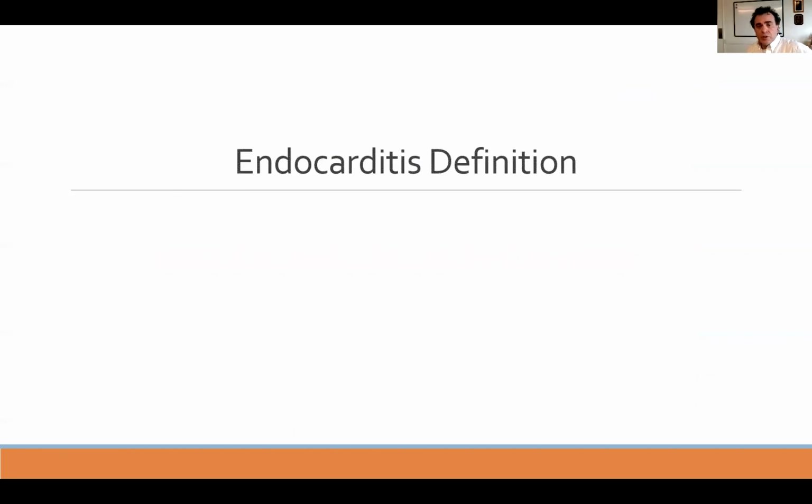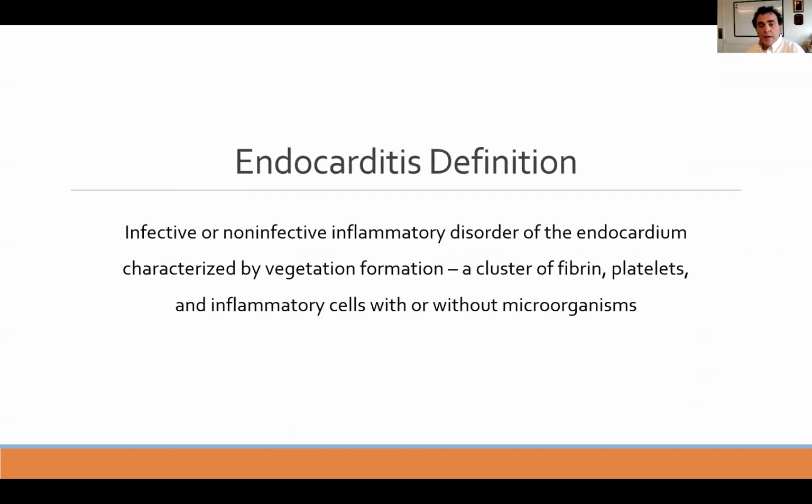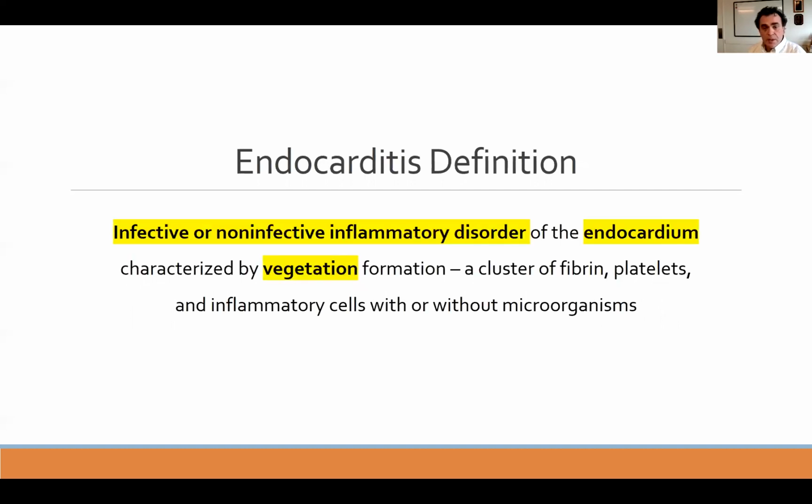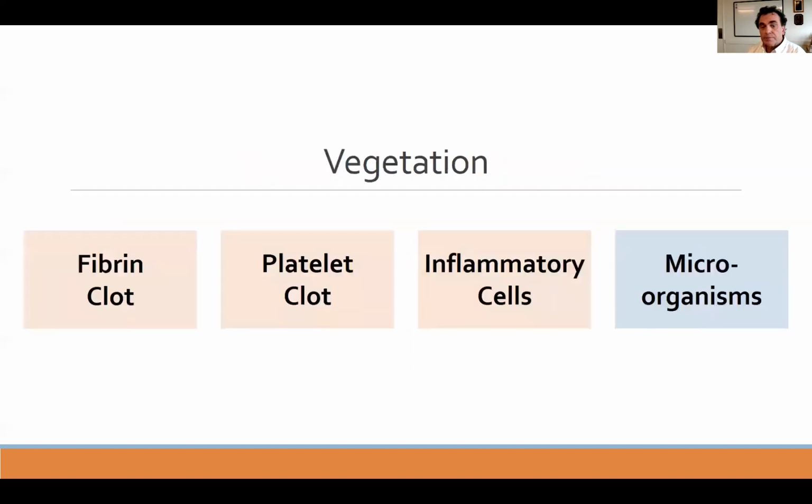Now let's start with the definition of endocarditis. Infective or non-infective inflammatory disorder of the endocardium characterized by vegetation formation, a cluster of fibrin, platelets, and inflammatory cells with or without microorganisms. So let's emphasize the key elements: that it could be infective or non-infective, that it's inflammatory, that it affects the endocardium, and is characterized by vegetation, whether infective or non-infective.